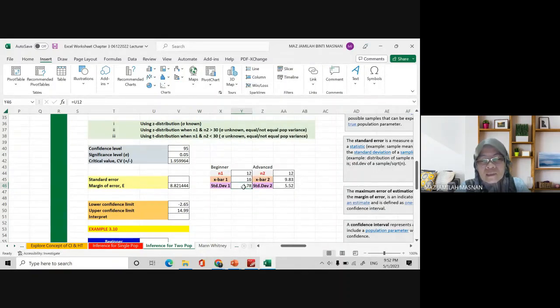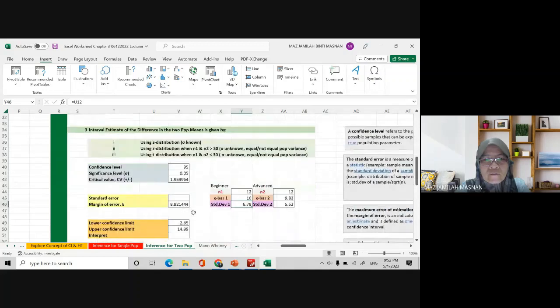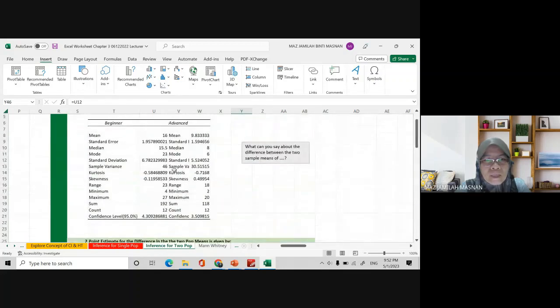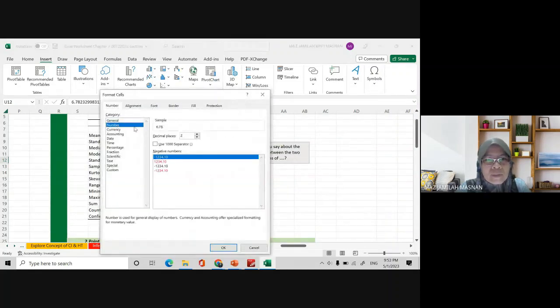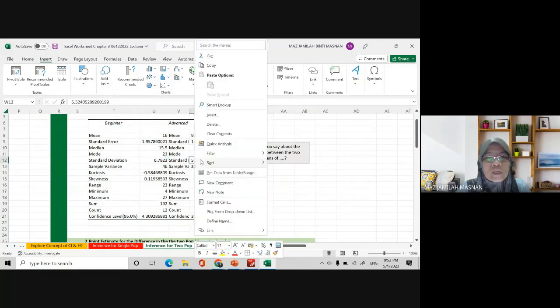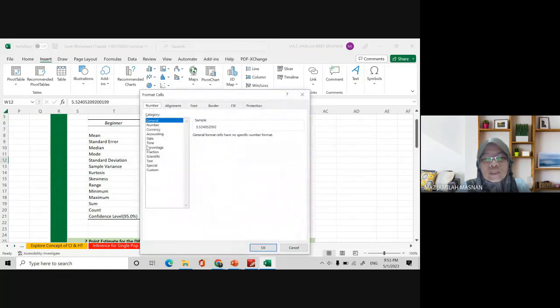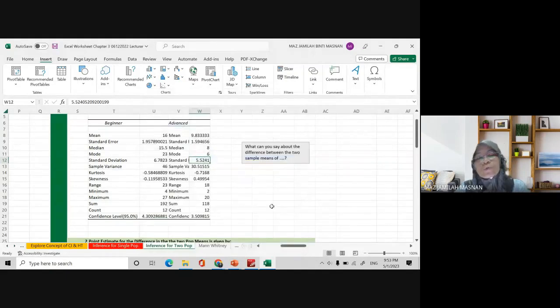So since this is referring to the cell, I have to go to the cell where it is from. Let's say for the standard deviation, if you want to set it for 4, go to Format Cells, Number, and just put 4, and it will be set for you for 4 decimal points. So be sure of what decimal point. If you are not being asked for 4 decimal points, it's up to you to use 2 or 3. It's up to you.